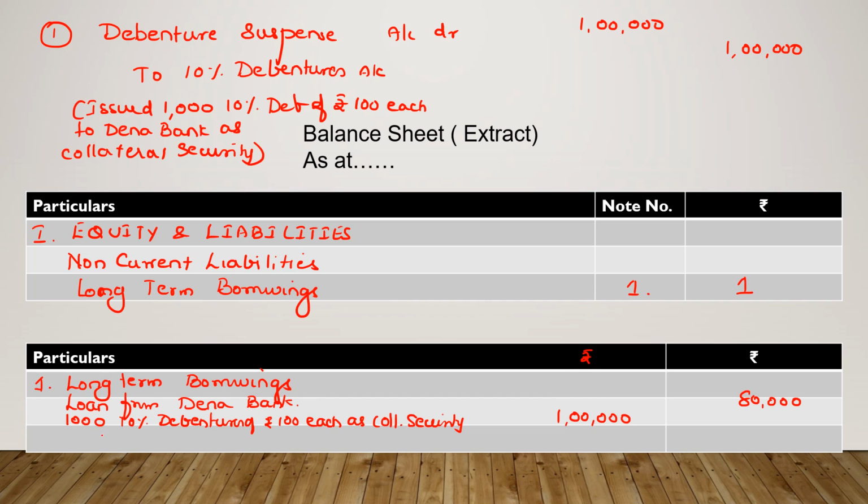Let us have two amounts. That would be better. Here, less. So these 10% debentures were written on the liabilities side. Now, debenture suspense is subtracted here. We will write less debenture suspense account of 1 lakh. So what happens? Net amount is dash. So total that goes here is 80,000. So this is how you represent when a journal entry is passed.